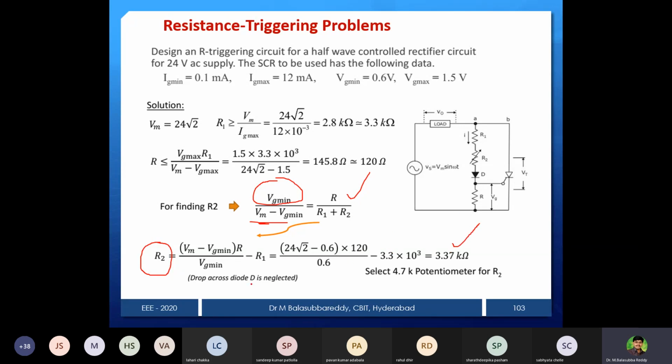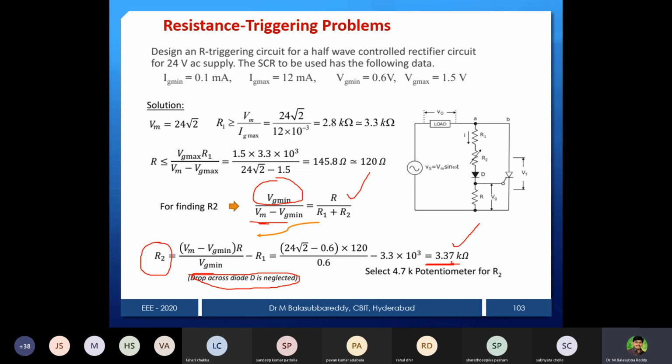There is also a drop across the diode VD, given as a formula earlier. Vs is equal to R1 plus R2 into Ig minimum plus Vd plus Vg drop. All these are mentioned here, but the diode drop is neglected, because in some problems they may give Vd equal to 0.7 volts or something. We can add that also, otherwise you just neglect it. So finally we get 3.37 kilo ohms.